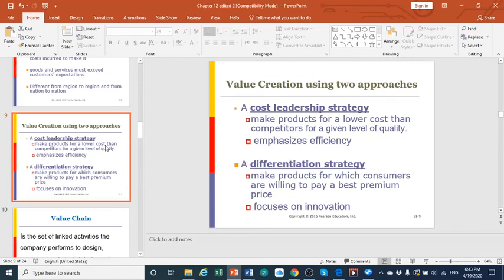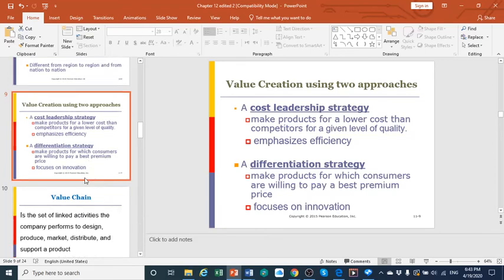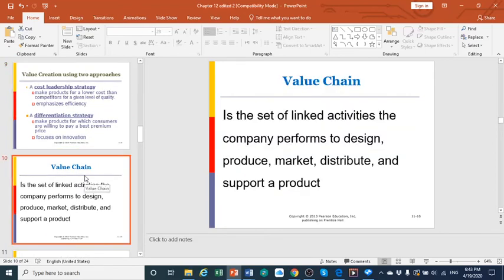The other thing we should consider is the differentiation strategy. What do you mean by differentiation strategies? This means that we should make the product for the customers who are willing to pay a premium price, or a high price, because they want to get the product that we are offering. And this strategy usually concentrates on innovation and providing the best product for the customers who want it.